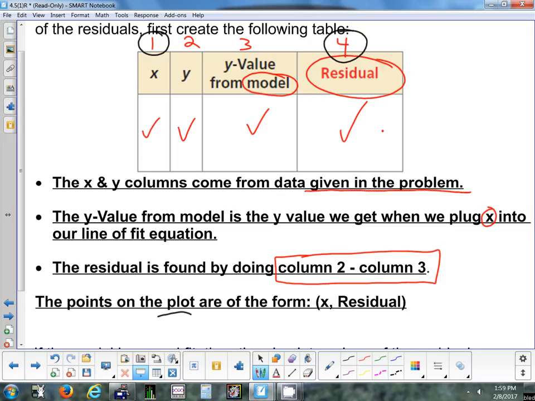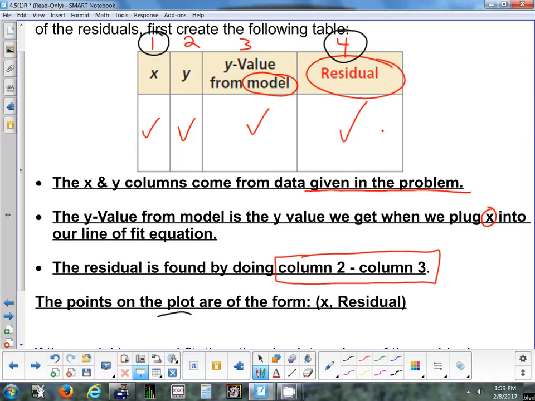Guys, what does Mr. Hager mean by that? The points on the plot are in the form of x, residual. What does that mean? Anybody want to tell me? What does he mean by that, when it says x, residual?